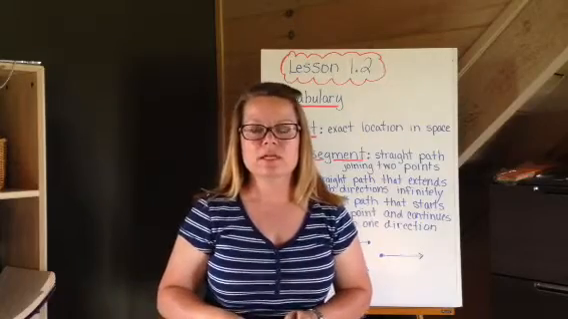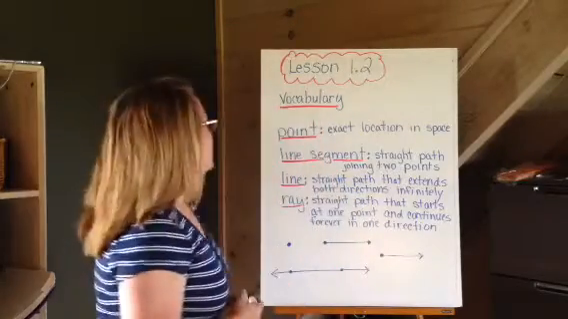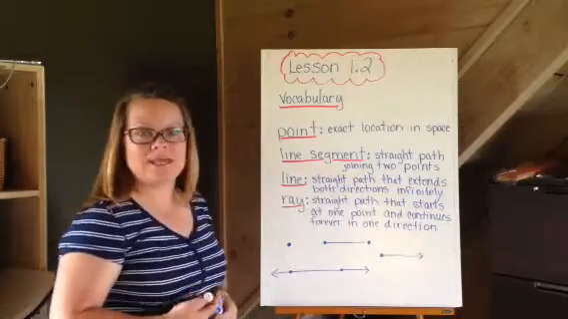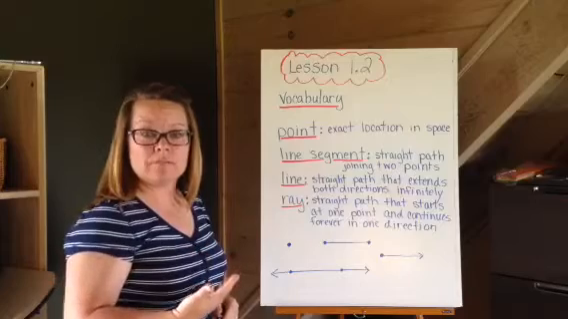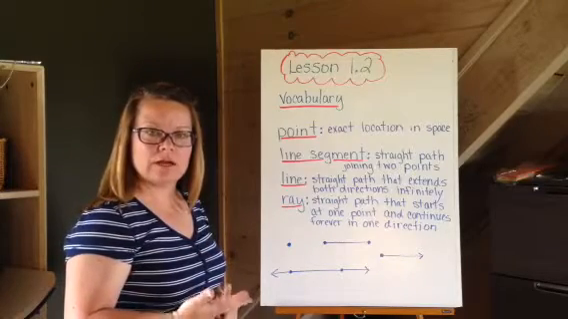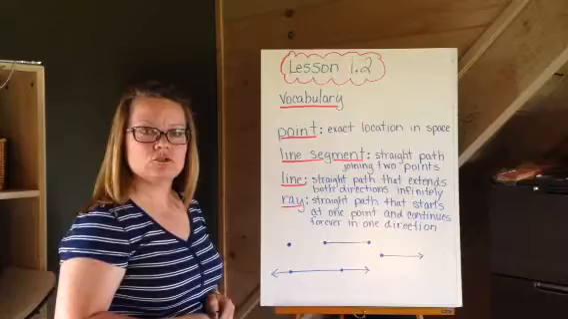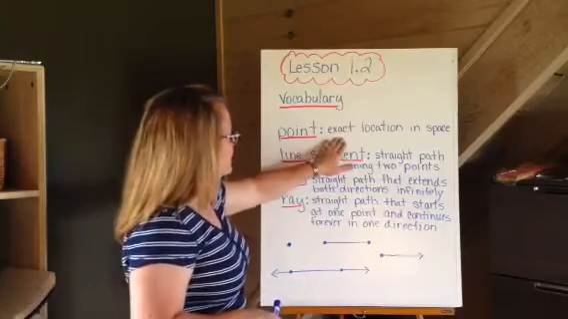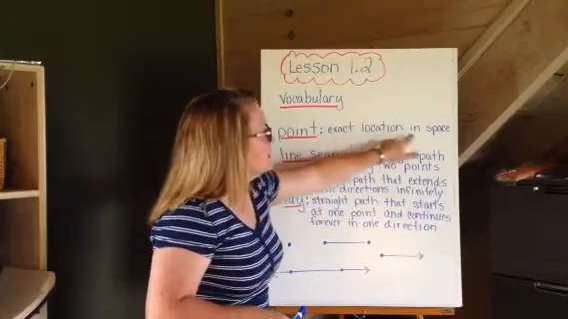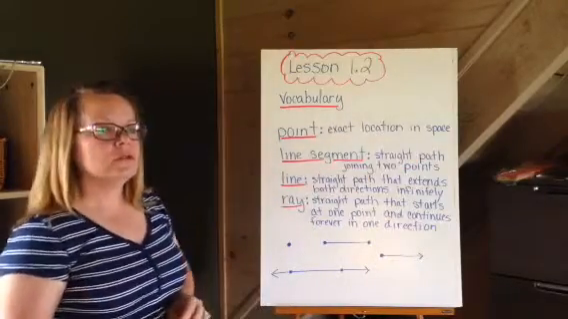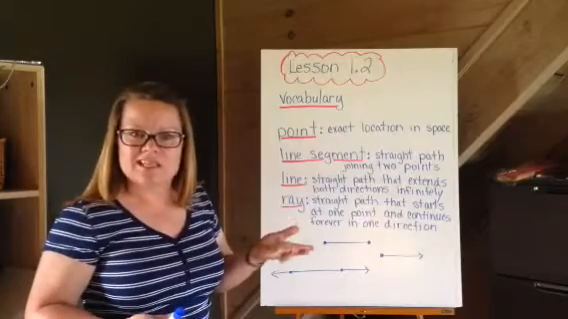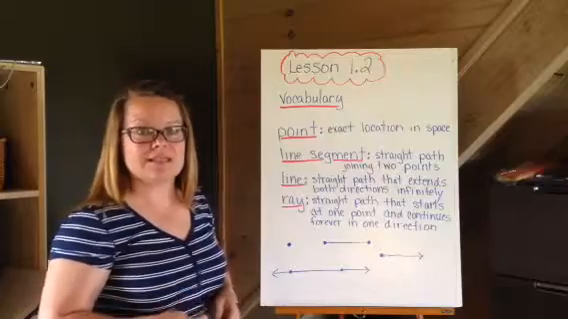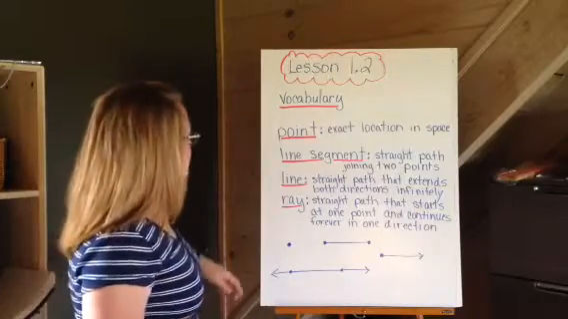So in your vocabulary section, I want you to go ahead and we're going to write down some definitions. Our first one is going to be point. And remember, if I go too fast, you can always pause the video, write it down, or come back and get it later, whichever you choose. The definition for point is exact location in space. Okay? So when we see a point, we think of it as a dot or a circle that's filled in, but it is just that. It is an exact location in space.